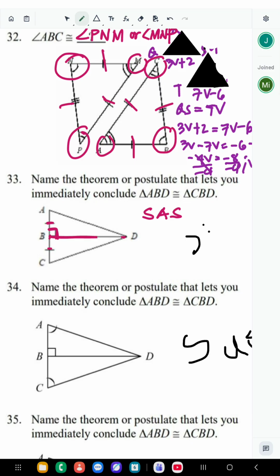Then 34. Name the theorem. Okay, we have angle, angle, common side. Angle, angle, side. No, angle, angle, side. There's no ASS. What are you doing? It's only SSS, SAS, AAS, HL. What's the other one? ASA. So this one is AAS.